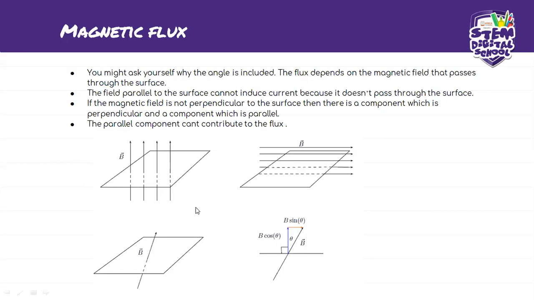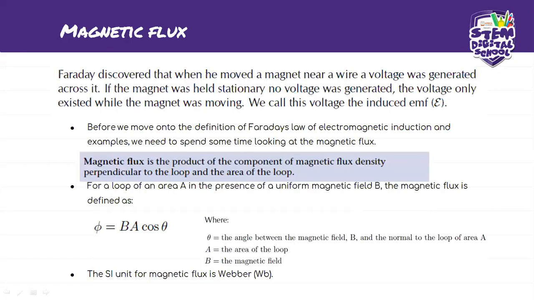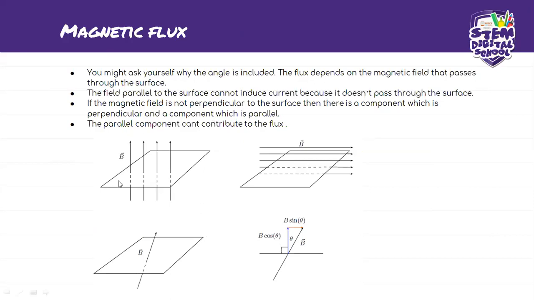This is the surface, and this is the magnetic flux. The magnetic field, this is B, is going up. So you've got two components: one that's going up and one that's going parallel to the surface. Here in this case, this is our perpendicular angle. It's got the one going up and the one going sideways.